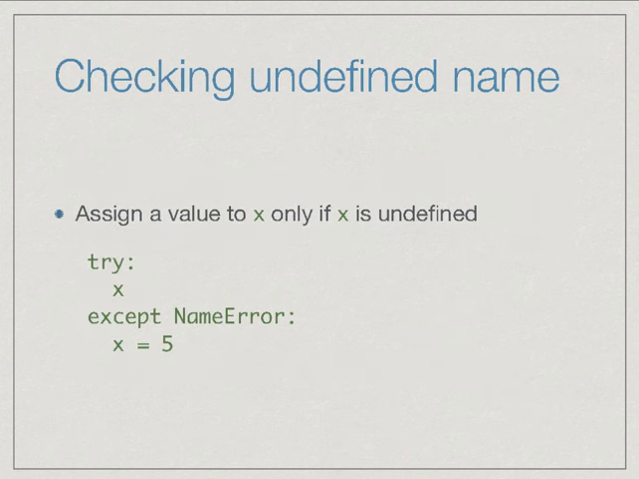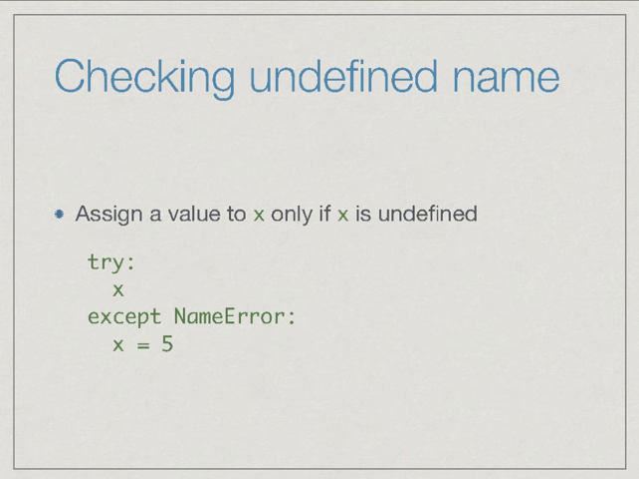So how would you go about checking if a name is defined? Well, of course, you could use exception handling. Right? So supposing we want to assign a value to a name x only if x is undefined. Then we can say try x. So this is trying to do something with x.